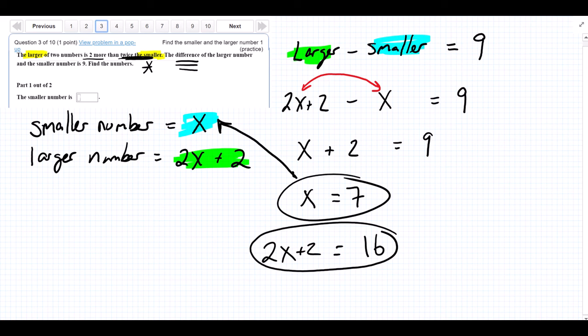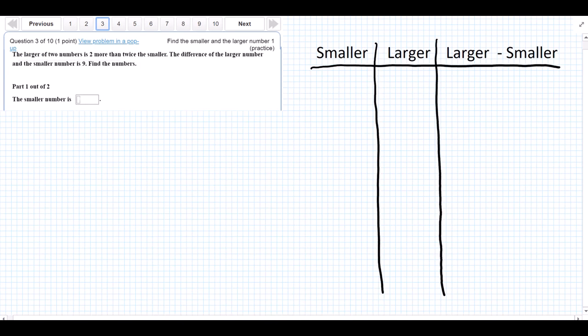All right, and this looks good. If you subtract these two numbers, 16 minus 7, you get 9. And if you take twice the 7 and add 2, you get 16. So this looks good. 7 and 16. Now, another way you could approach this problem, I like this method, it's guaranteed to always work, is just trial and error.